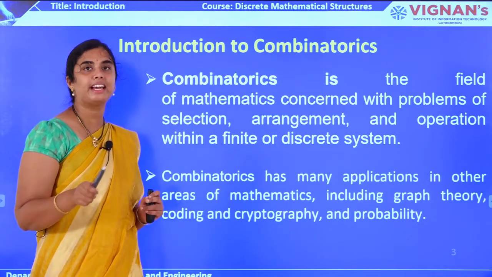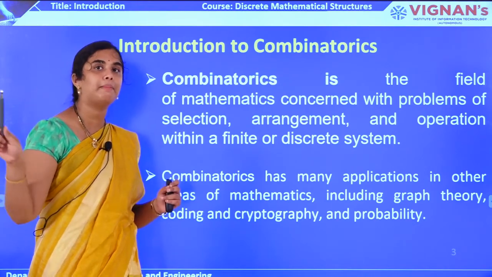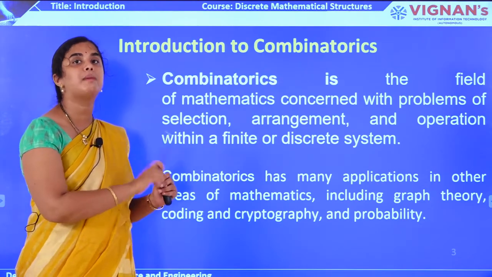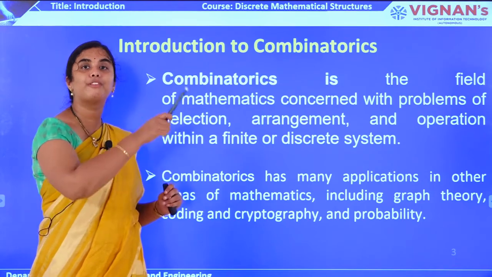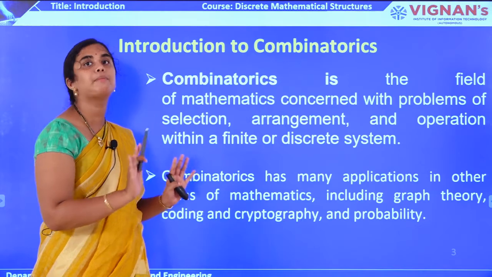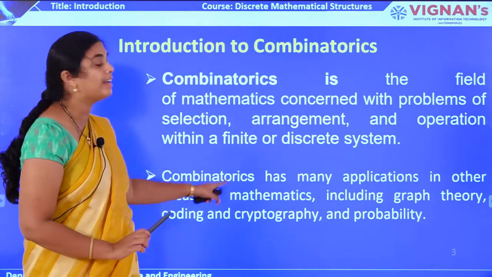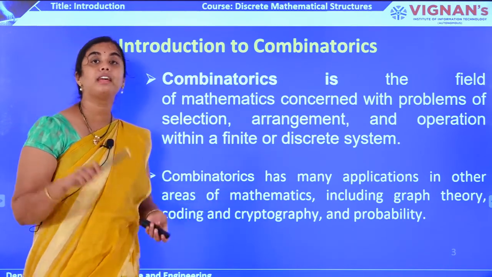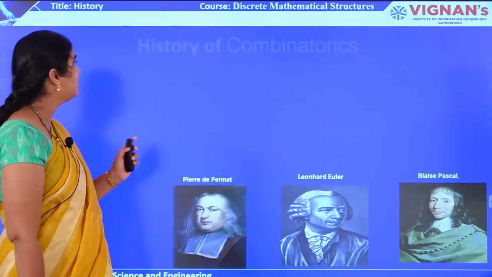Combinatorics has many applications in real life scenarios. Not only computer science, it is used in many places like inventions also. The proper arrangement of things is mandatory. In order to invent an AC, air conditioner, the arrangement of the compressor and the blowing fans, everything should be maintained in a proper position. So combinatorics has many applications in other areas of mathematics like graph theory, coding, cryptography, probability and many more. Okay. This is the introduction.